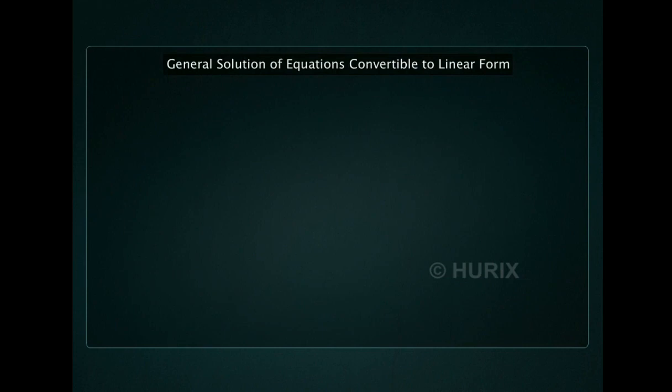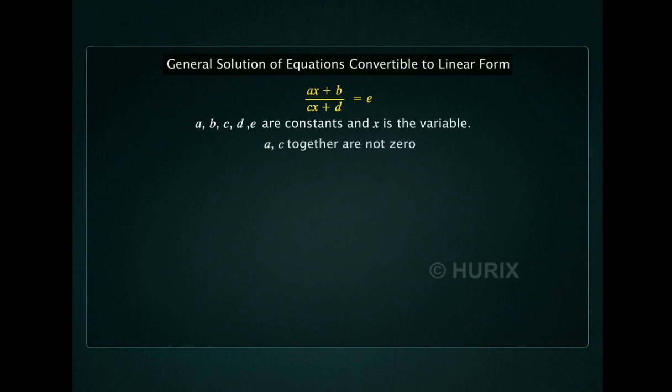You can also solve reducible to linear equations by applying the general solution or formula method. Let's see what this method is about. We'll represent the linear equation in this form. Here, a, b, c, d, and e are constants, and x is the variable. We assume that a and c together do not equal 0, and a is not equal to ce. We also assume that e does not equal 0.